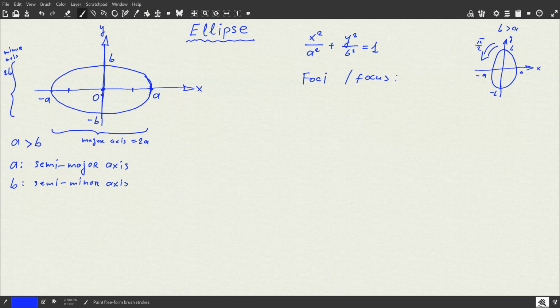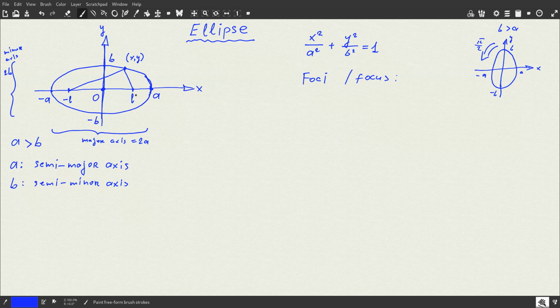The center of the ellipse in this case coincides with the origin of our coordinate system, O. Let's say the coordinates of these points are L and minus L, which satisfy the following property. Take any point xy on our ellipse, and consider the distances from this current point xy to the foci. That's the first focus, that's the second focus.